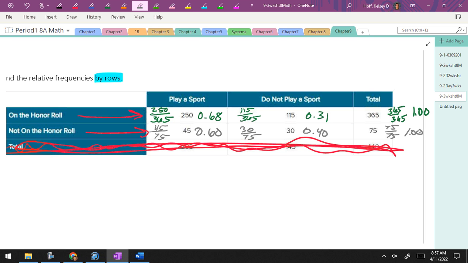Biggest thing is, are you going by row or are you going by column? Do we need another practice or are you good? I'm good. You're good? Okay, your homework is a separate worksheet here that I will get for you. We are going to cross off number 5.